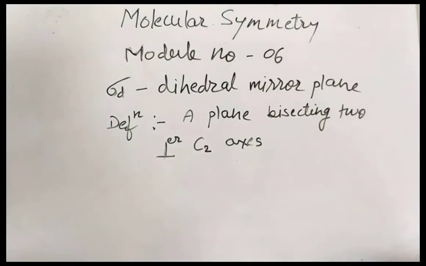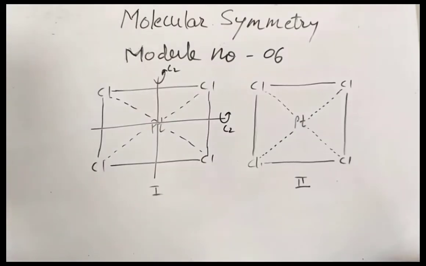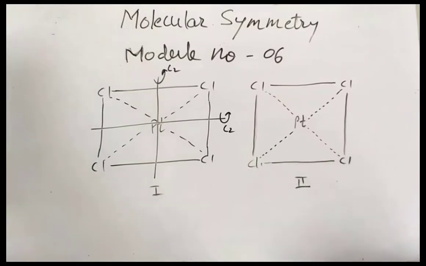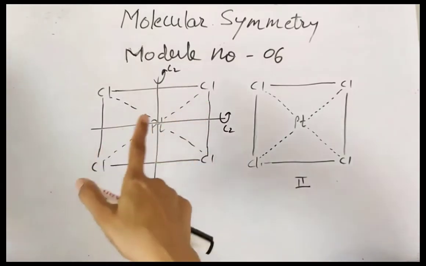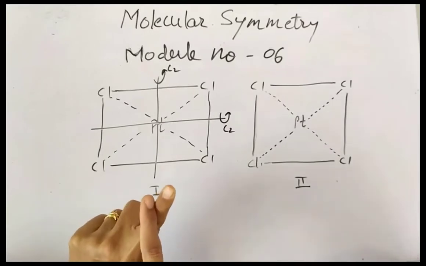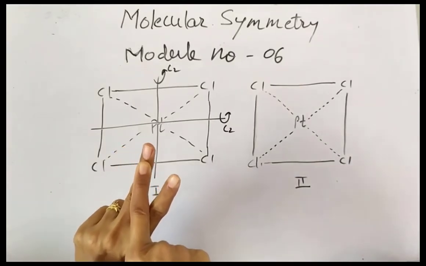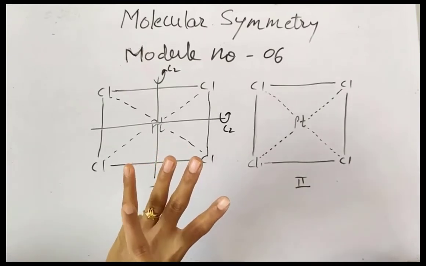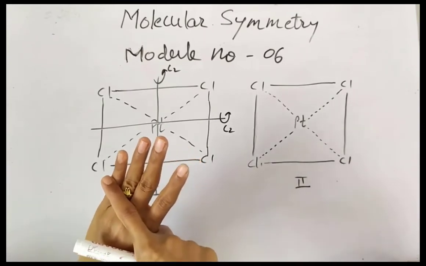The best example to explain sigma D is PtCl4. I have drawn two diagrams for the PtCl4 molecule. Right now, you have to concentrate on the first image of the PtCl4 molecule. Till now, we have seen the principal axis in PtCl4, subsidiary axes in PtCl4, and vertical mirror planes in PtCl4, and finally the horizontal mirror plane in PtCl4.